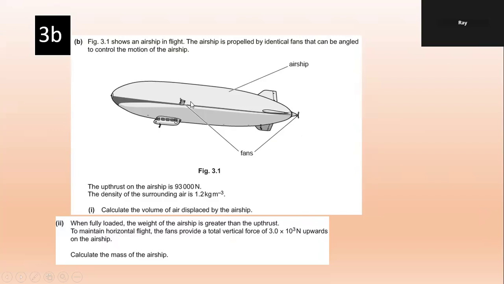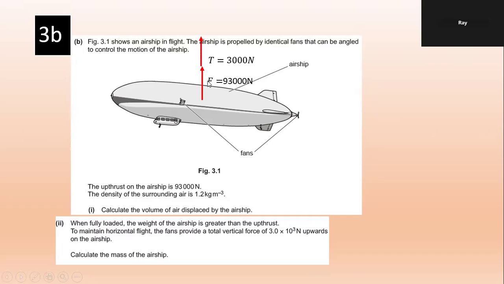Okay. Figure 3.1 shows an airship in flight. The airship is propelled by identical fans. These are your fans that can be angled to control the motion of the airship. The upthrust is given as 3,000 newtons. Density of air is 1.2. Calculate the volume of air displaced by the airship. Draw the picture. What are the things given? Then have an idea what's happening. Right?